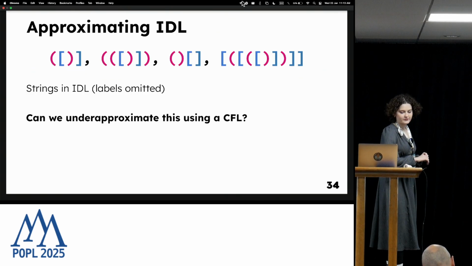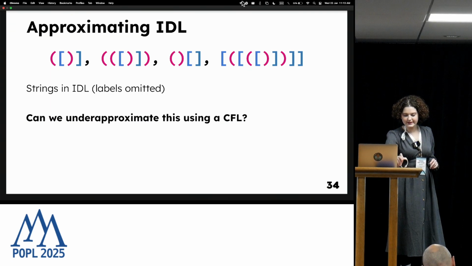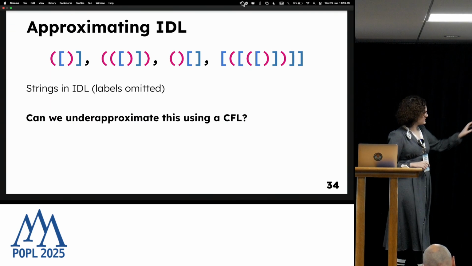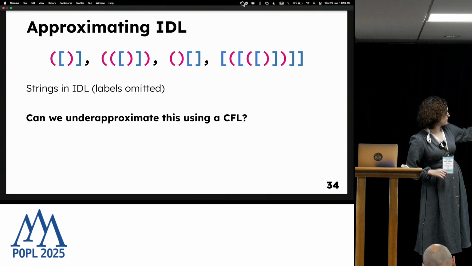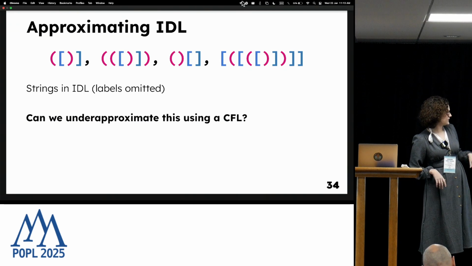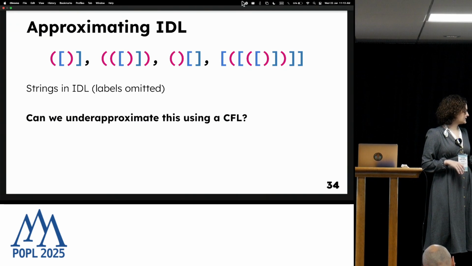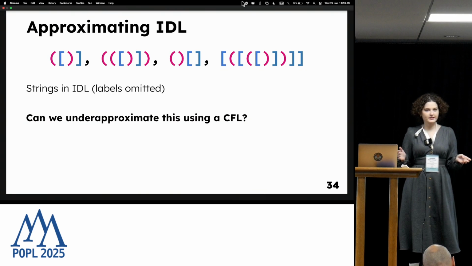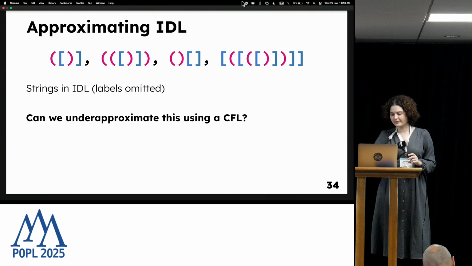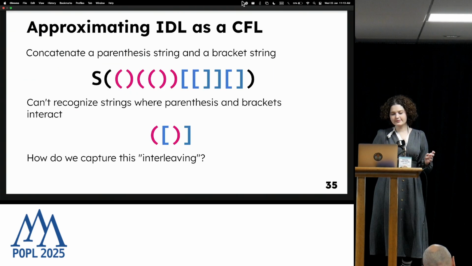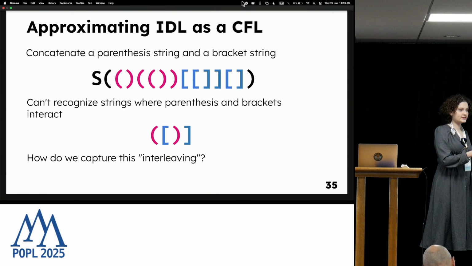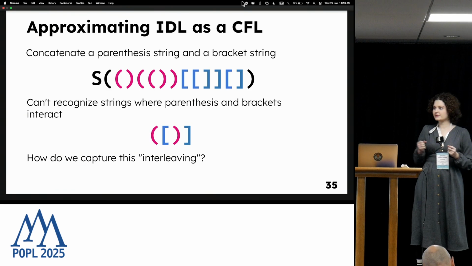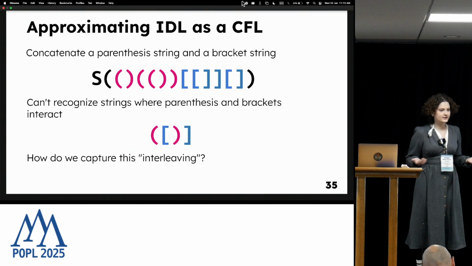Now we need to use this framework to approximate the interleaved Dyck language, right? So we have these strings in the interleaved Dyck language. These are strings that, if you just look at the parentheses, they are nice, and if you just look at the brackets, they are nice. How would we under-approximate this, using a CFL at first? Let's just think about under-approximations in general. Well, a possible way would be to make a CFL that recognizes well-nested parentheses, a CFL that recognizes well-nested brackets, and then we just concatenate the 2, right?